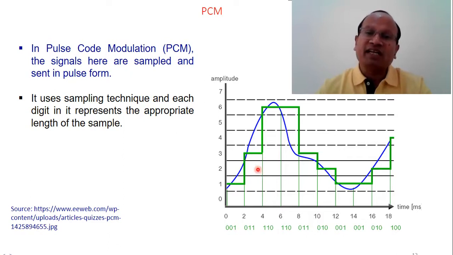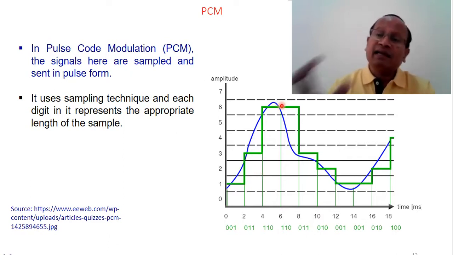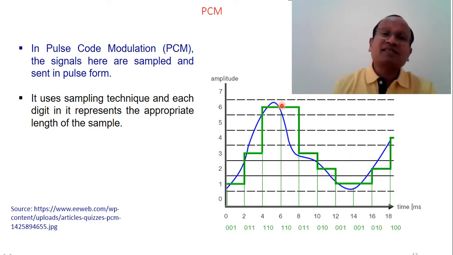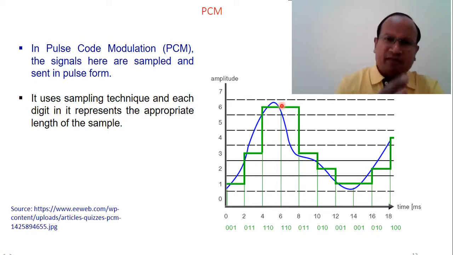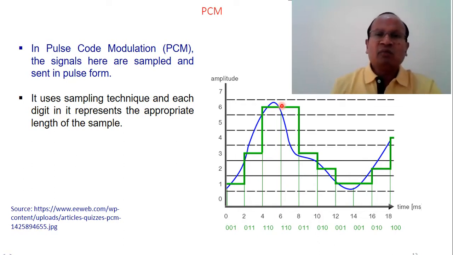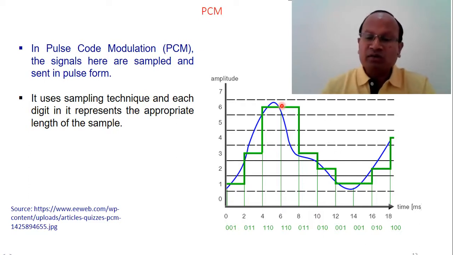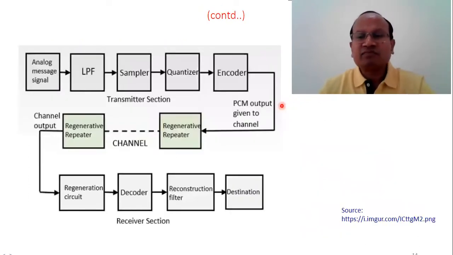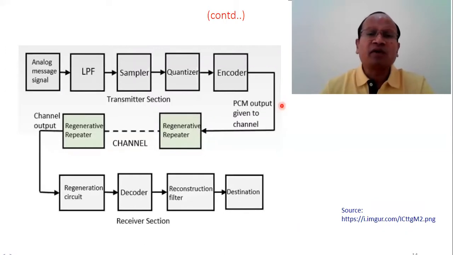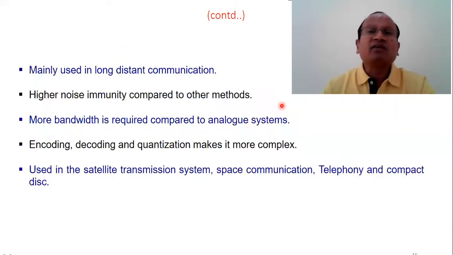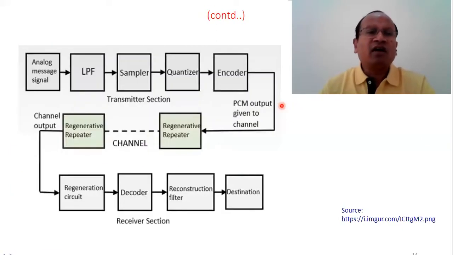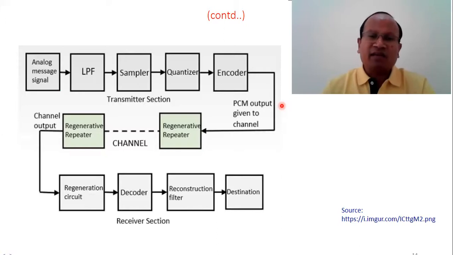So what is important here is that the pulses are encoded. All pulses get modulated and coded. Therefore, the method is called the PCM, Pulse Code Modulation method. This is an interesting block diagram of pulse code modulation. So let's come here. What are the major stages in PCM?